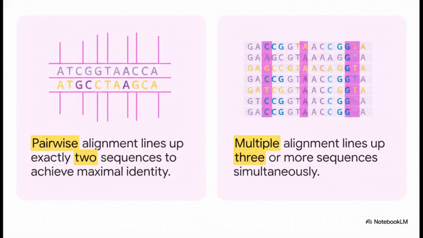There are two main types of alignment to wrap your head around here. First is pairwise alignment. This is lining up exactly two sequences to assess maximum identity and homology. It's your foundational starting point. Then you have multiple alignment, which is exactly what it sounds like, lining up 3 or more sequences simultaneously for a much broader comparison across multiple organisms.